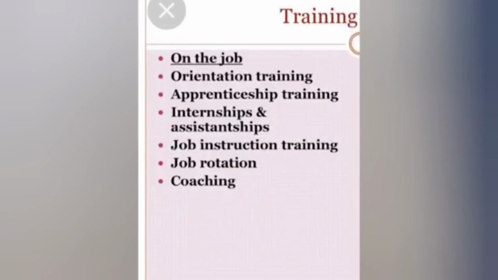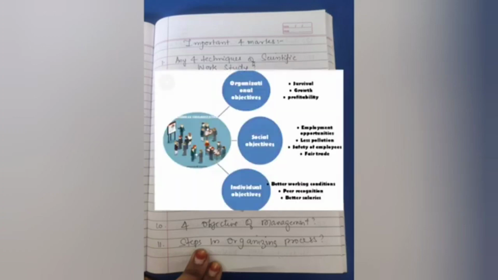In on the job training, we have orientation training, apprenticeship training, internship, job rotation, coaching. These are all on the job training. After that, four objectives of management. These are all the objectives of management. Under organizational objective, it is about survival, growth, profitability. Under social objective, we have employment opportunity, less pollution, safety of employees, fair trade. Under individual objective, better position, better salary, peer recognition, etc. So these are all the various objectives of management.